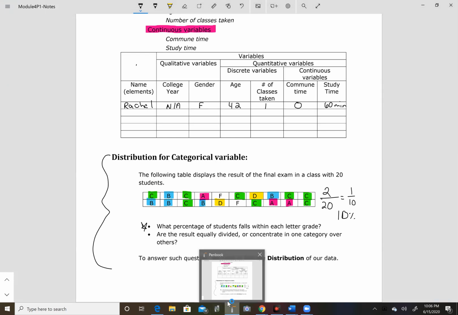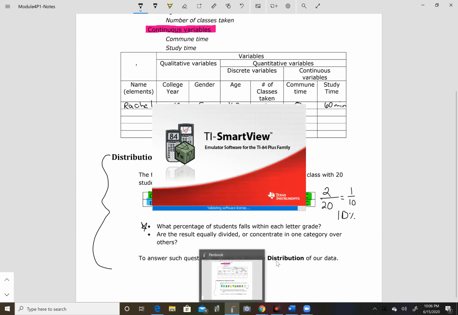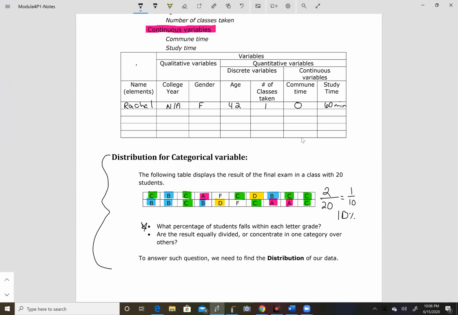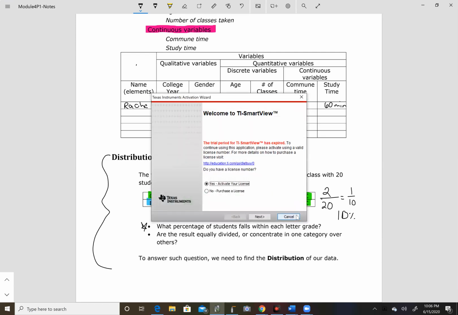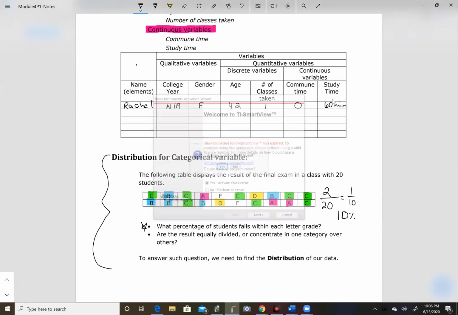If you don't want to change the fraction to a percent in your head, you can go ahead and use your calculator. Oh no, remember you guys, my calculator, I'm going to have to sign up for it. Okay, well, we will do that later.